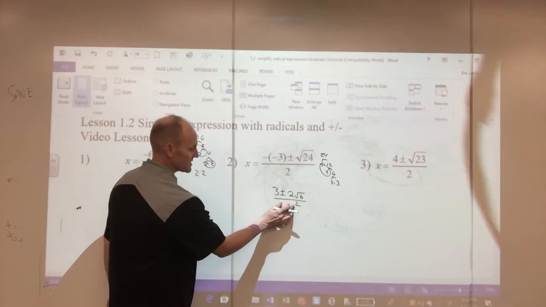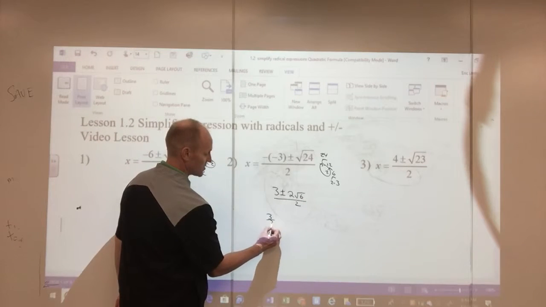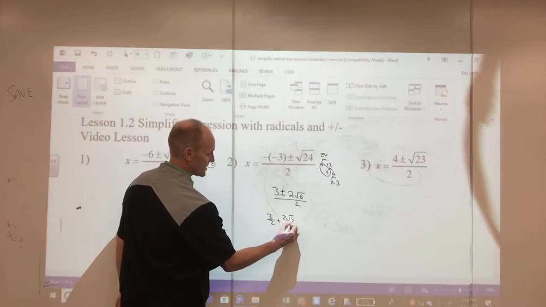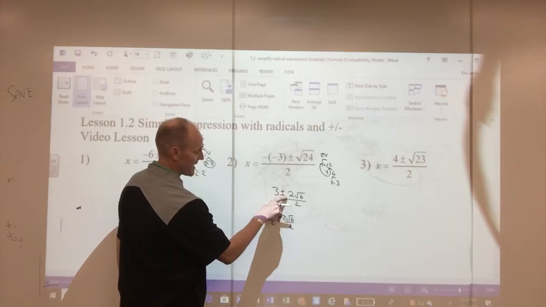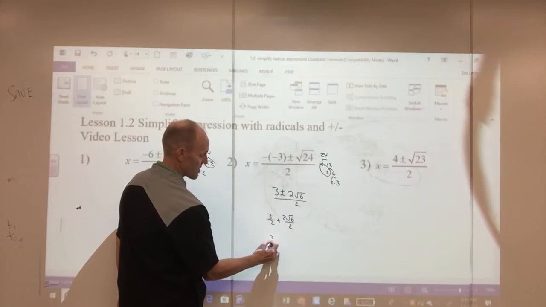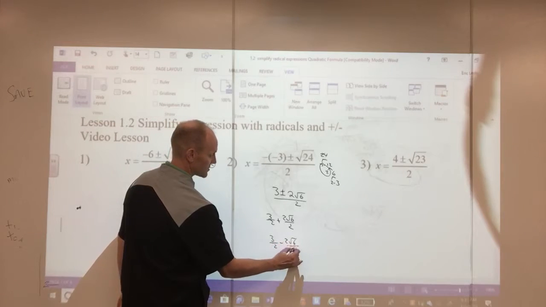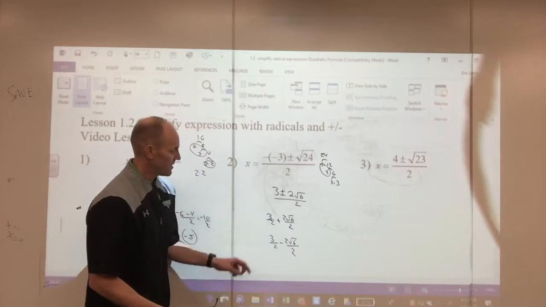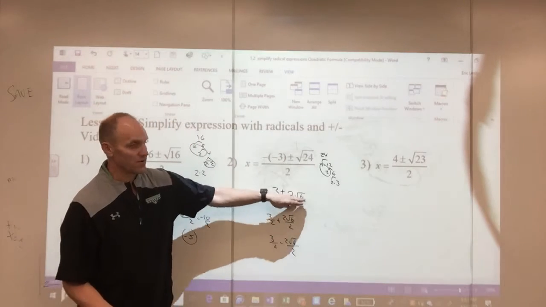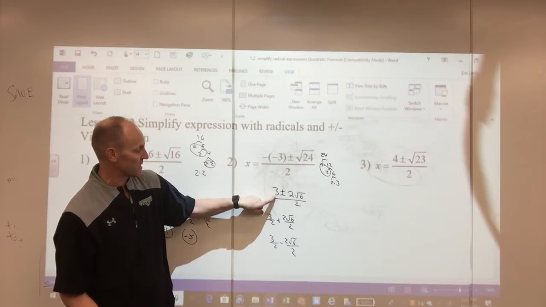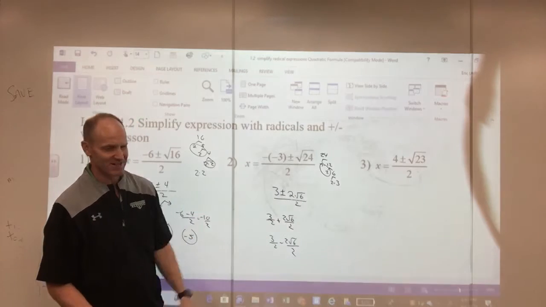What we can do is divide this up and have 3 over 2 plus 2 square root of 6 over 2, and then that minus sign would be 3 over 2 minus 2 square root of 6 over 2. And you can see, if I'm dividing all of this by 2, that means I have to divide this term by 2 and this term by 2. That's why I did that.